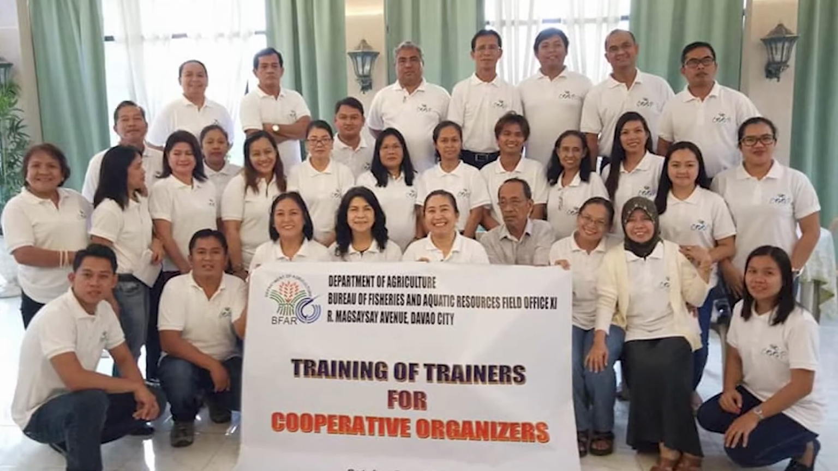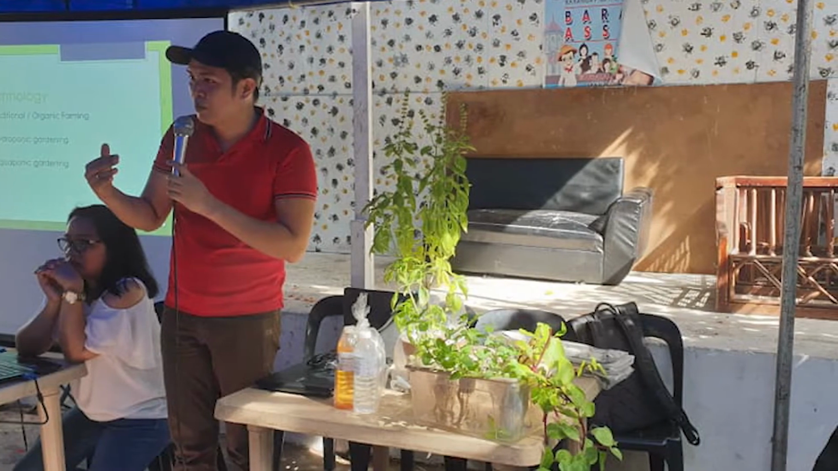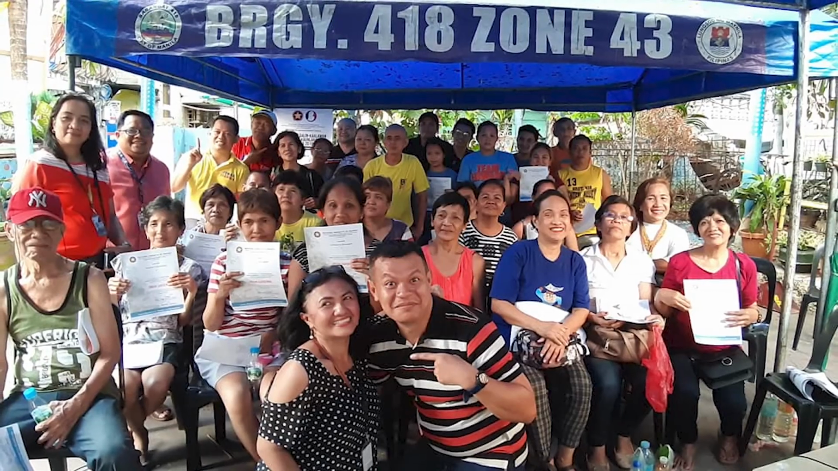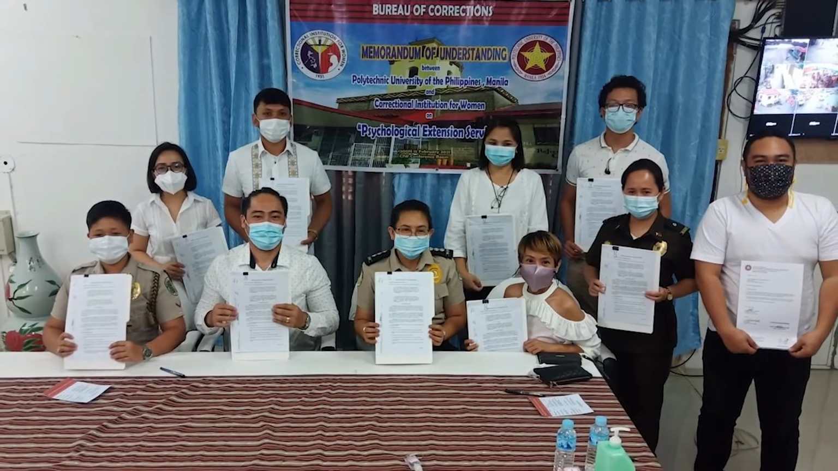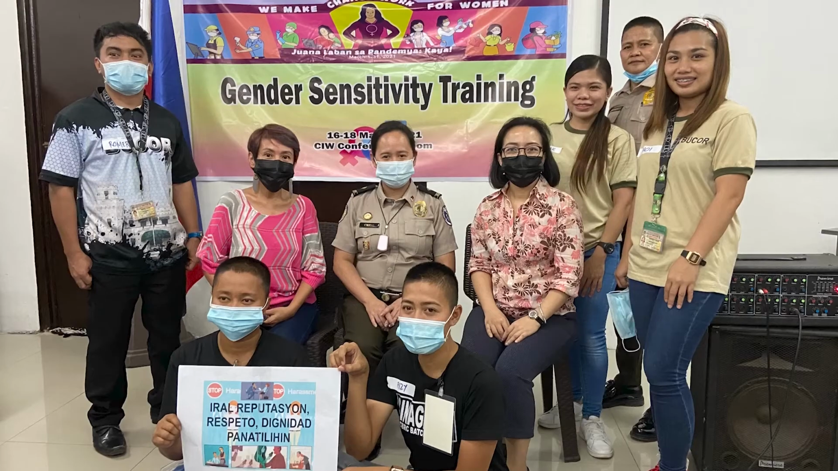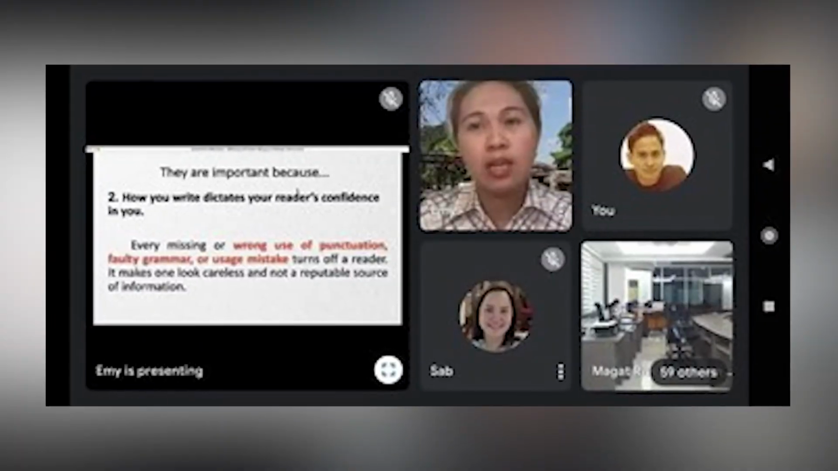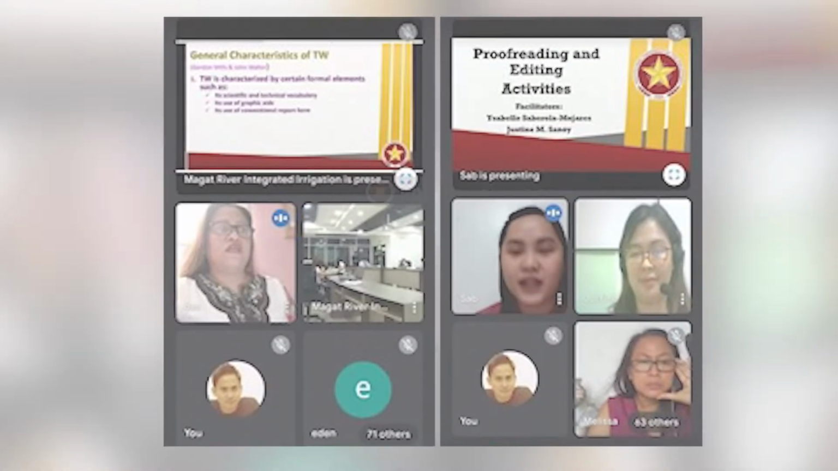Some other extension projects done by the university are Trainers Training for Bureau of Fisheries and Aquatic Resources, Urban Agriculture and Hydroponics Farming, Level Up CIW, Leading a Valuable and Empowering Life, Uplifting and Protecting Correctional Institution for Women, pagbasa at pagsulat tungo sa pangkabuhayan.